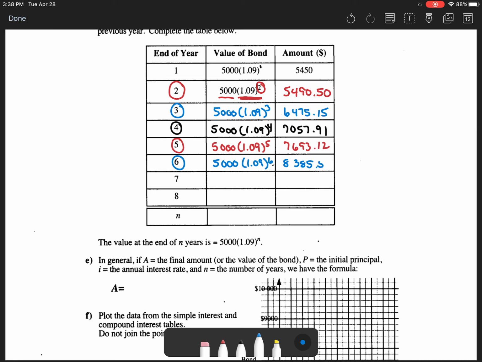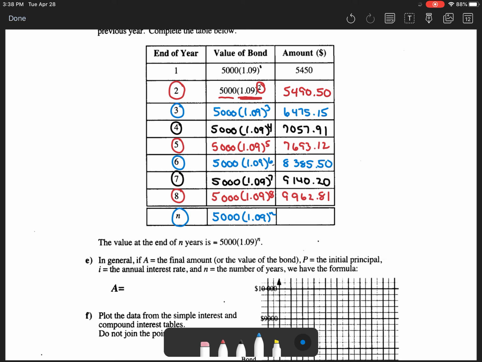$7,693.12. Year 6, 5,000, 1.09 to the exponent of 6, and that will yield $8,385.50. Year 7, 5,000, 1.09 to the exponent of 7, and that'll be $9,140.20. Year 8, we're just about done. 5,000, 1.09 to the exponent of 8, and that will give you $9,962.80.